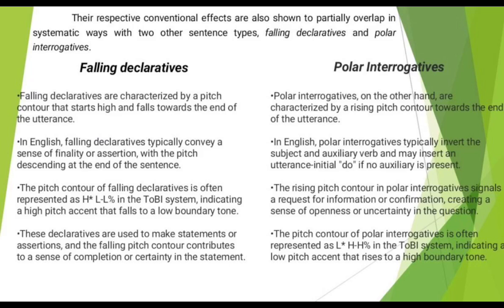In English, falling declaratives typically convey a sense of finality or assertion, with the pitch descending at the end of the sentence. The pitch contour of falling declaratives is often represented as H*L-L% in the ToBI system, indicating a high-pitched accent that falls to a low boundary tone. These declaratives are used to make statements or assertions, and the falling pitch contour contributes to a sense of completion or certainty in the statement.